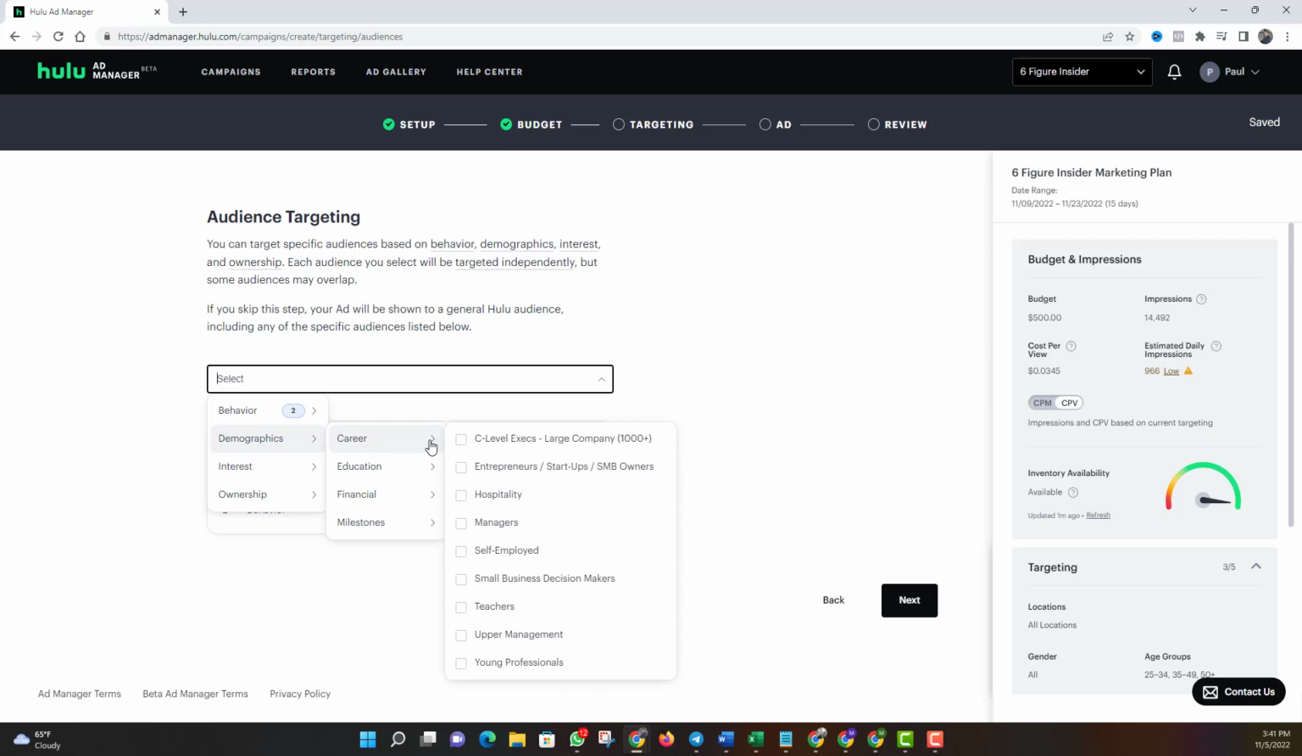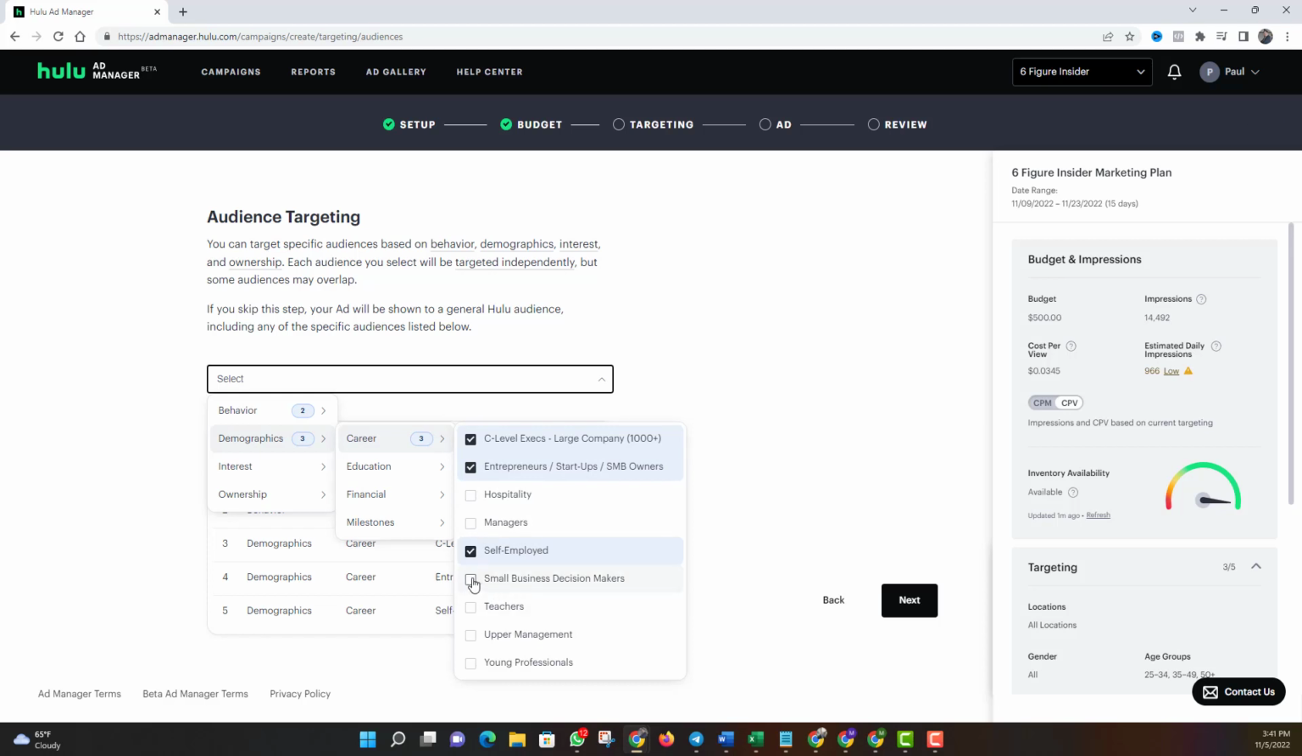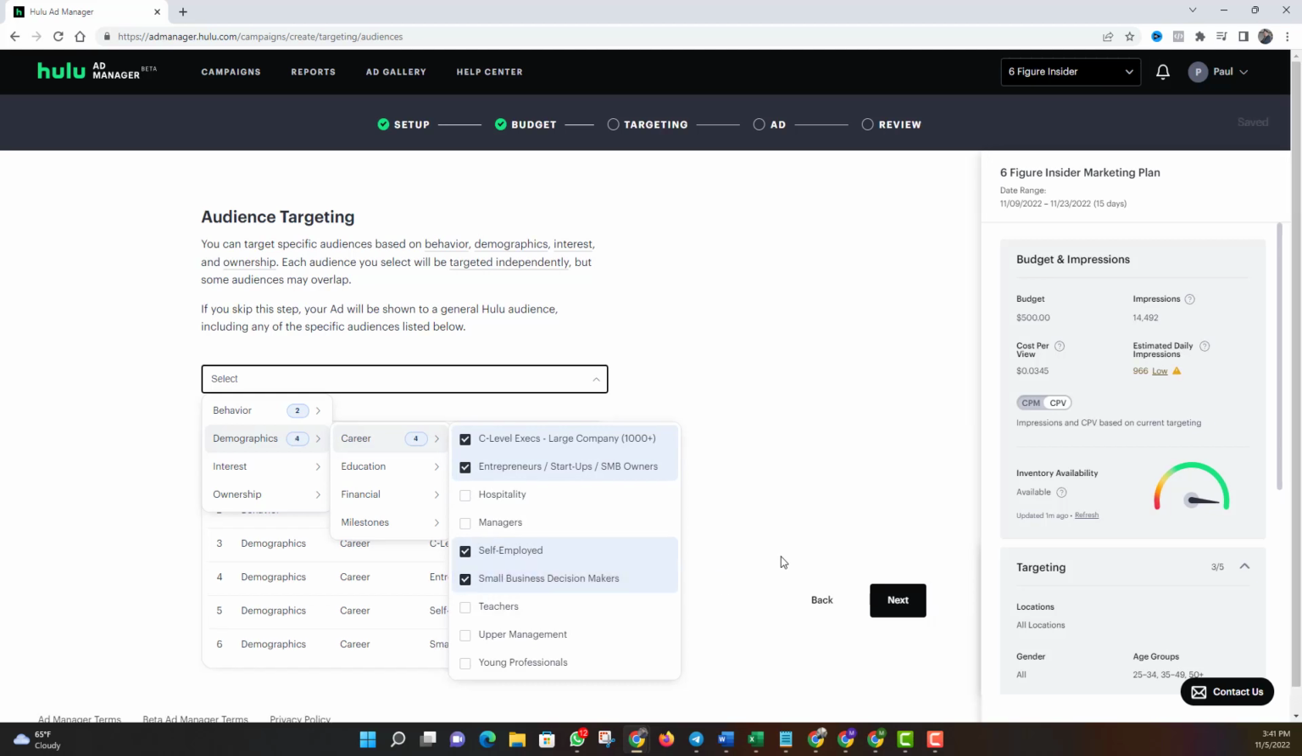Demographic targeting. This I like a lot because you can actually target people that are C-level executives, which in our case would be awesome because we also have plans that can actually suit corporations. We actually work with corporations in marketing. We also work with entrepreneurs and startups. We actually have programs for both. So I'm actually going to choose entrepreneurs, startup, small business owners. I am going to choose self-employed people and small business decision makers.